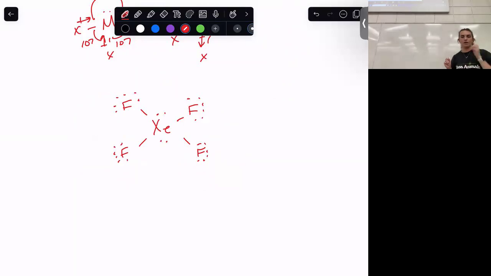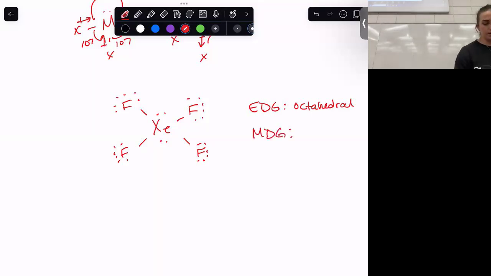So when we look at xenon F4, what is the electron domain geometry for this one? It is octahedral. Because how many electron domains are there? 6. 4 from the bonds to fluorine, 2 from the lone pairs. What is the molecular geometry? Square planar.